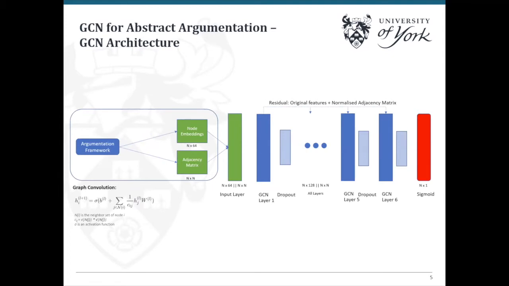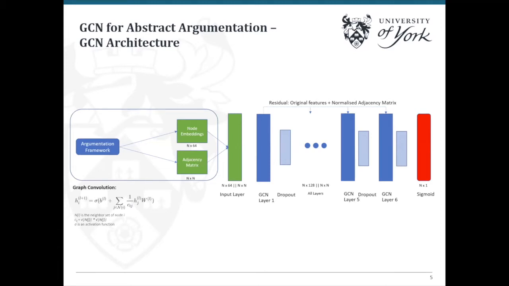If you see the definition down here, you're effectively calculating the graph convolution by taking the weighted average of the neighborhood information, and then applying an activation function to it, and then aggregating that across all nodes.